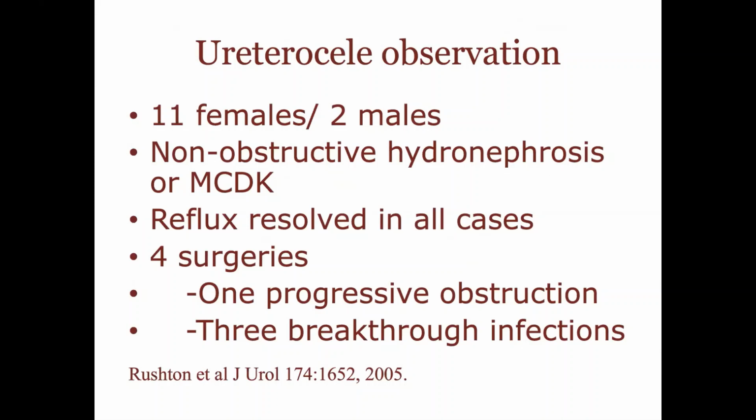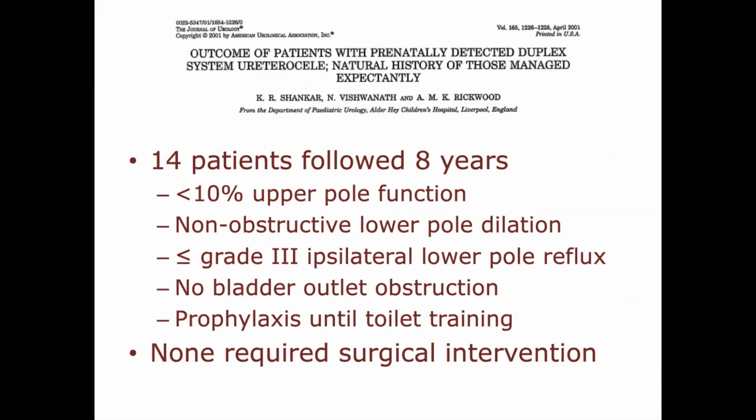They did do surgery in 4 out of the 13 patients. Next slide. In England, they followed 14 patients who had very poor upper pole function, didn't have obstruction of the lower pole, had ipsilateral low-grade reflux, and no bladder outlet obstruction. They were on prophylaxis until toilet training, and none required surgical intervention. And I think there was another large series by Mike Leonard out of Ottawa that concerned the same thing.